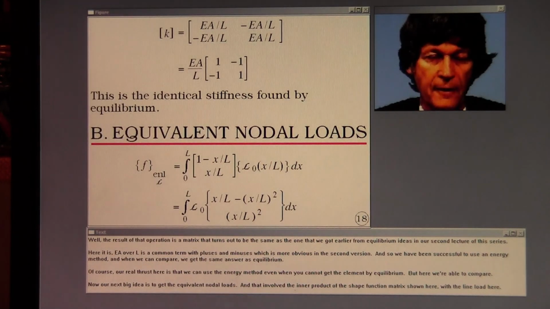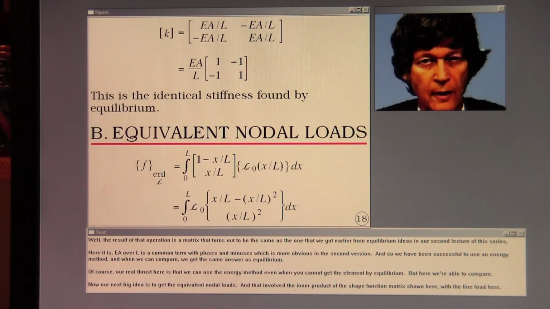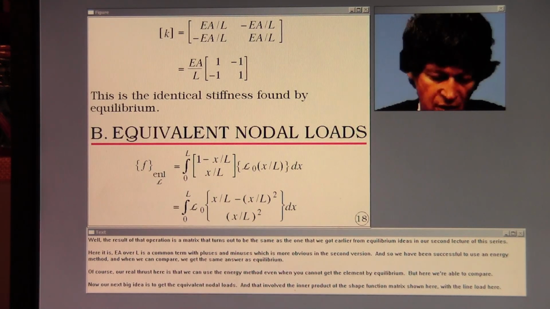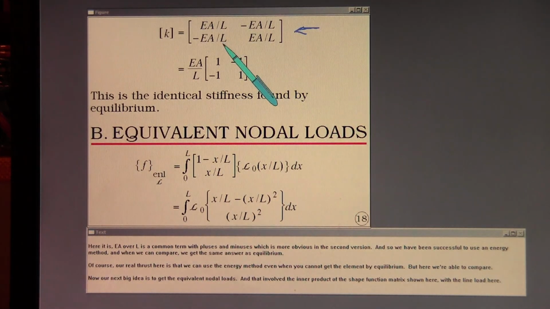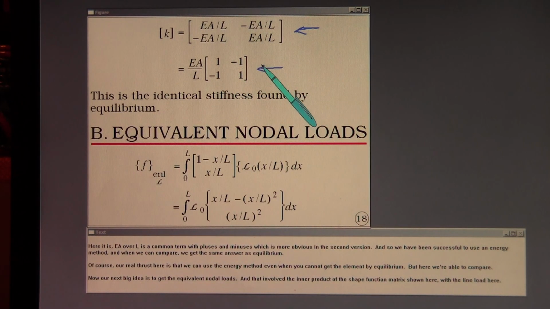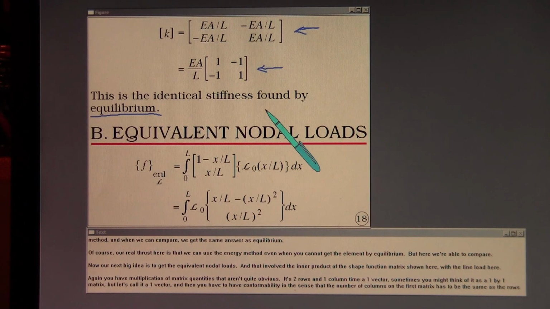Well, the result of that operation is a matrix that turns out to be the same as the one that we got earlier from equilibrium ideas in our second lecture of this series. Here it is. EA over L is a common term with pluses and minuses, which is more obvious in the second version. And so we have been successful to use an energy method, and when we compare, we get the same answer as equilibrium. Of course, our real thrust here is that we can use the energy method even when you cannot get the element by equilibrium, but here we're able to compare.